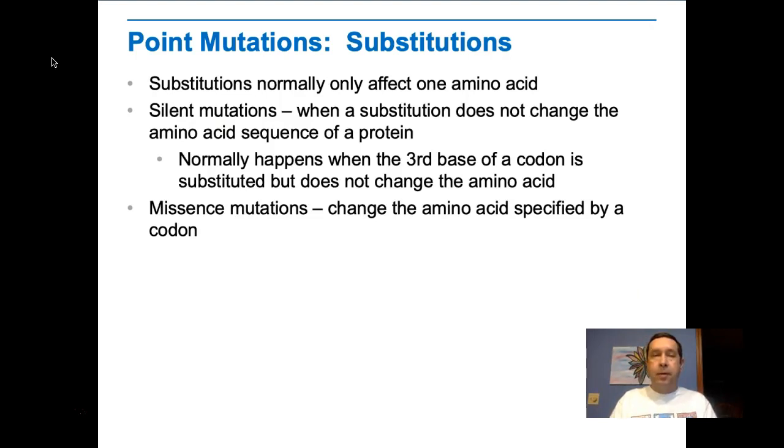Substitutions, like I said, normally will affect one amino acid. A silent mutation is when a substitution does not change the amino acid sequence of a protein. Usually it's the third base in the codon that's changed, and the amino acid is still the same, so no effect. A missense mutation changes the amino acid specified in one particular codon of a gene. A nonsense mutation changes it to a stop codon, which would cause the protein to stop being produced, and would most likely produce a completely non-functional protein.